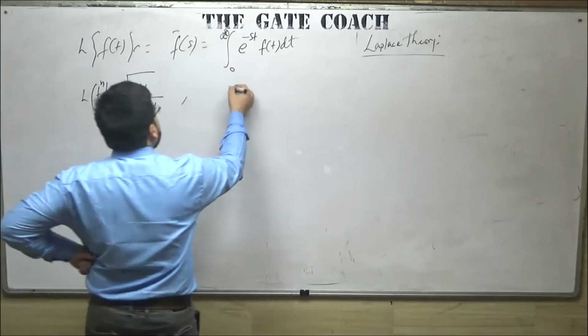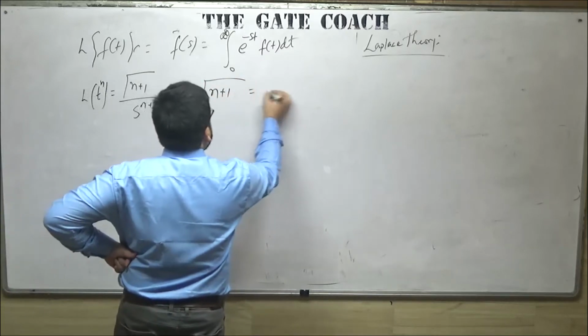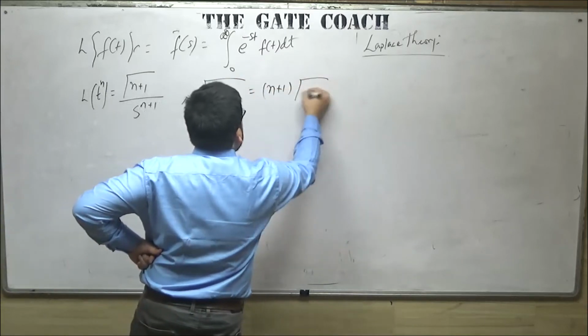Now we have some properties of gamma. Gamma of n plus 1 is equal to n into gamma of n.